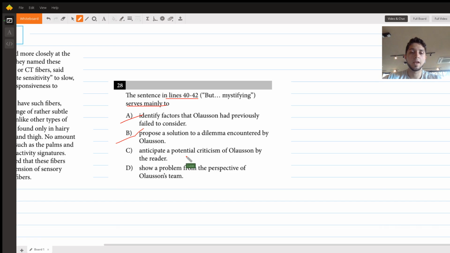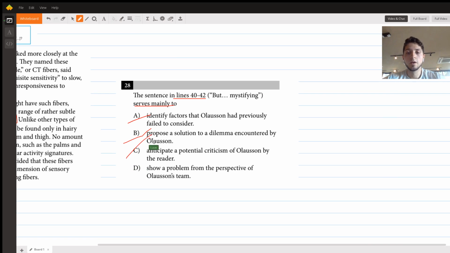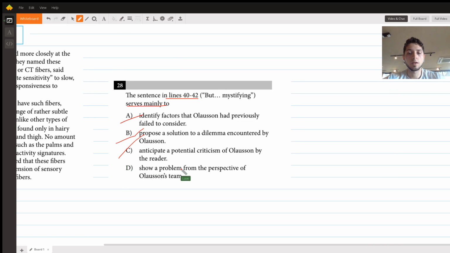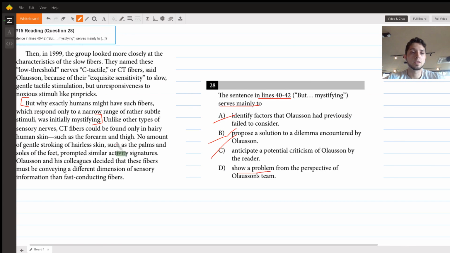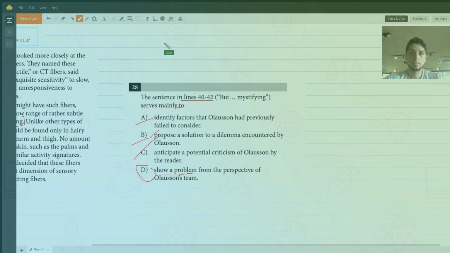C says, anticipate a potential criticism of Olausson by the reader. Really, there's nothing here, right? There's no potential criticism about, you know, you failed to consider this, or you're making an assumption here, so that's not really a good answer choice. Which is going to leave us with D, which says, show a problem from the perspective of Olausson's team. So show a problem. That's the closest that we have towards answering a question: why exactly humans might have these fibers? So for that reason, D is going to be our correct answer choice for this question.